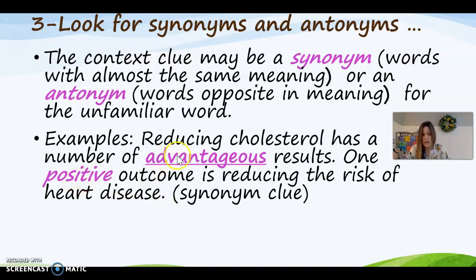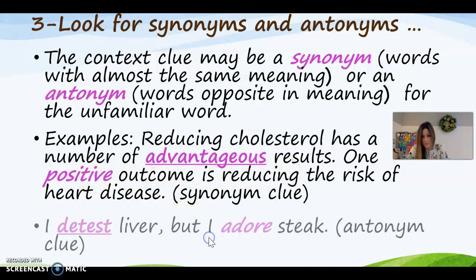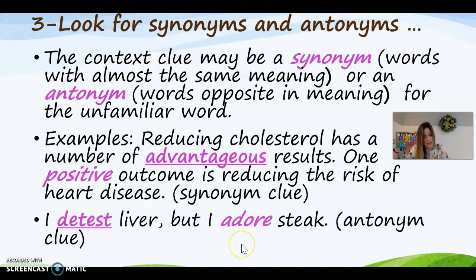Well, here it says advantageous results, and it says that that's a positive outcome. So these are synonyms, okay? So this is a synonym clue because it's giving you the synonym, okay? Advantageous results mean positive outcome, okay? Those are synonyms. Another example, I detest liver, but I adore steak.